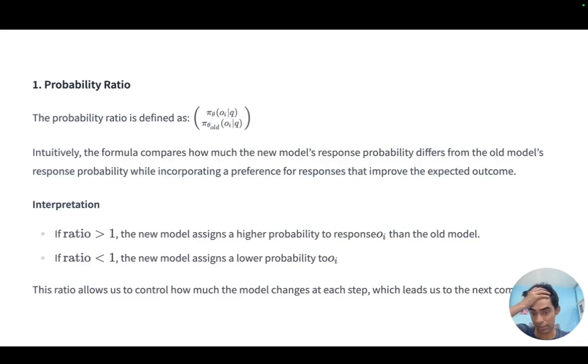Now we have the probability ratio, defined as pi theta of o_i given q. This formula compares how much the new model's response differs from the old model's response, because you are changing it while incorporating a preference for certain responses. If the value is positive, the model is more likely to generate that response. If it is negative, it is not going to generate that response, and you don't want it to. So if the ratio is more than 1, the new model assigns a higher probability score to that particular response.